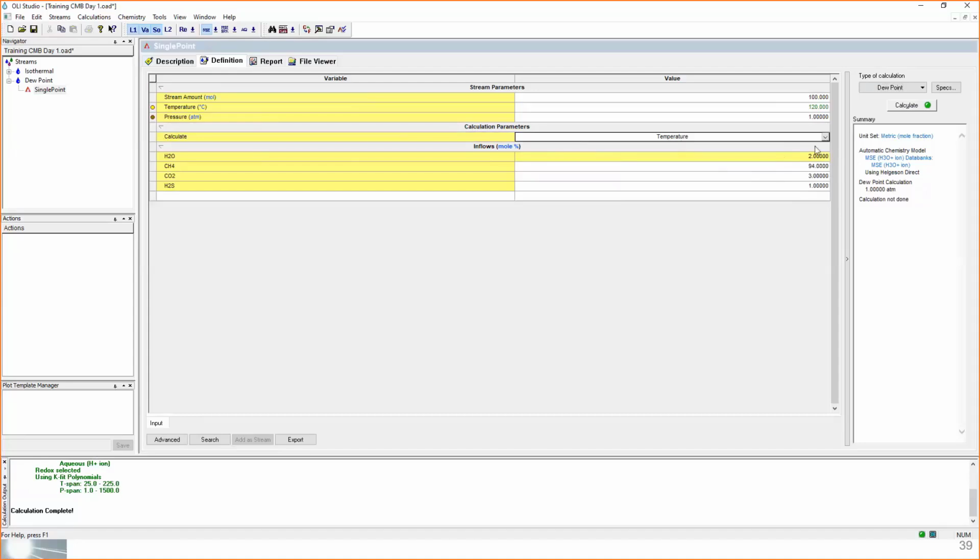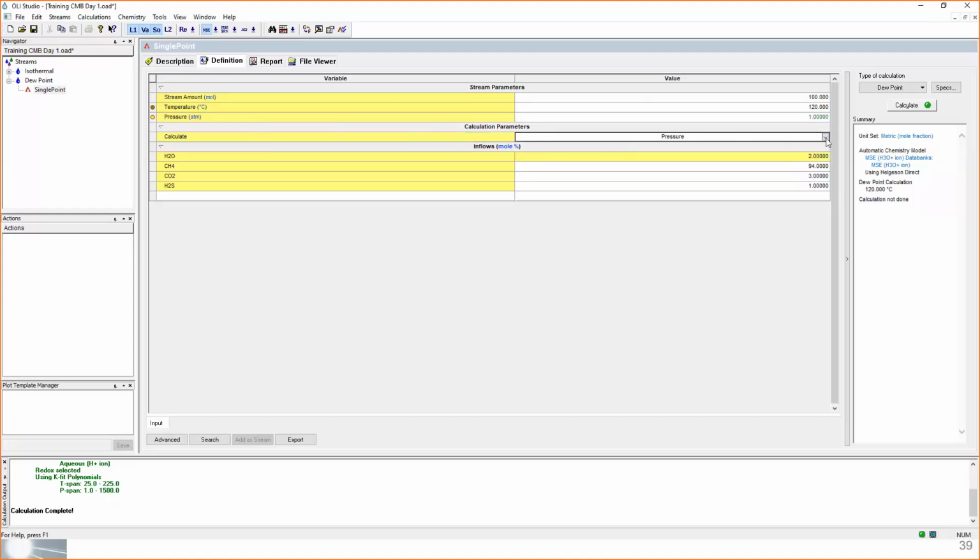The software also calculates the pressure. If you click on temperature, you'll see a drop-down arrow, and then you can select pressure. In this case, the software will calculate the pressure at which the first condensate, or drop of liquid, will form, okay? Obviously at a constant temperature.